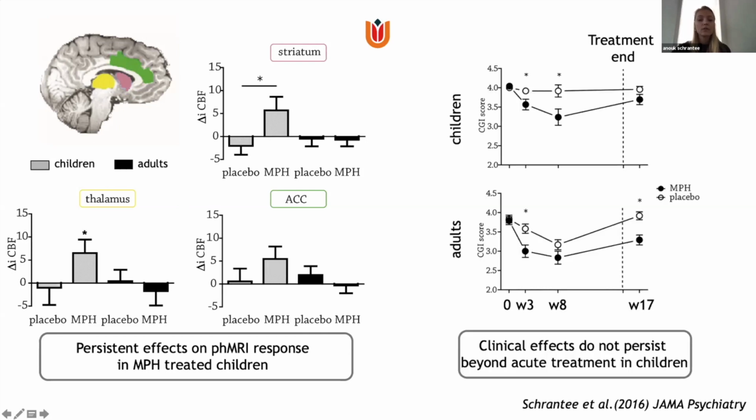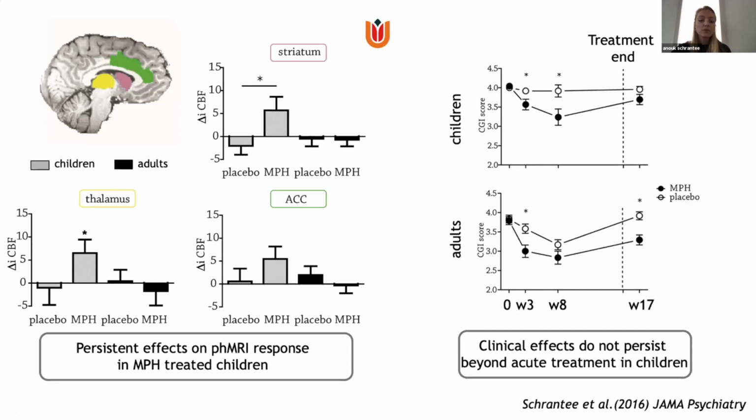When looking at clinical outcome, we see a different story. While in both children and adults, methylphenidate decreased clinical global impression scale during treatment, we see that in the children with methylphenidate, they don't differ anymore from the placebo group after the treatment ends, so after 1 week washout, whereas in adults, the methylphenidate group is still improved more than the placebo group.